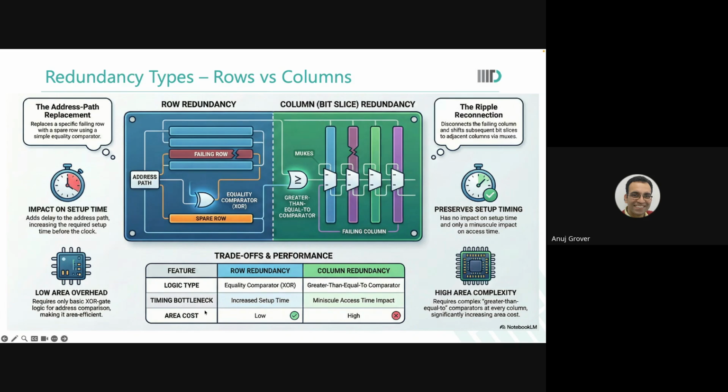Access time is higher for column redundancy, just a little higher because of the extra ones. This is not access time. This is redundancy setup time.